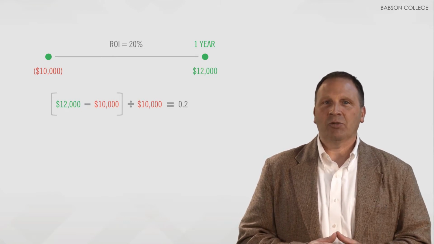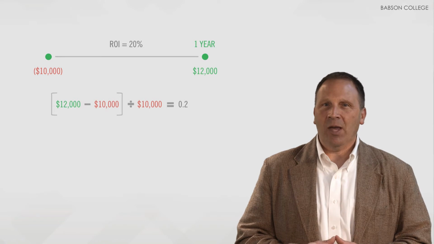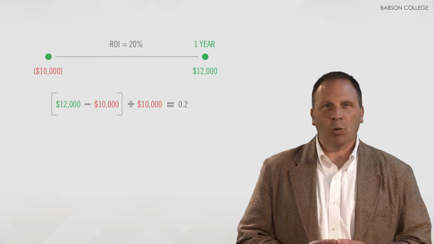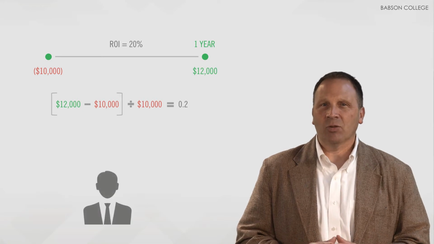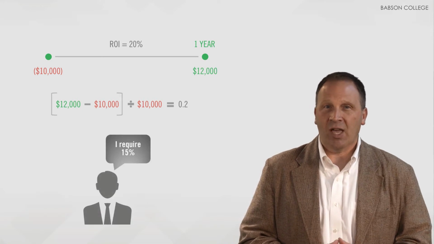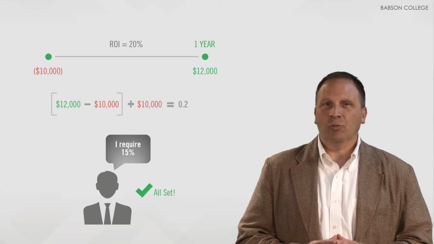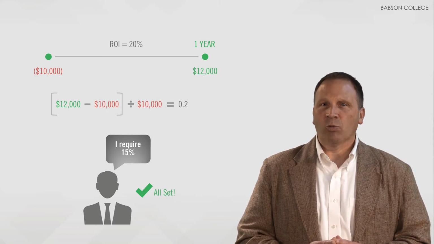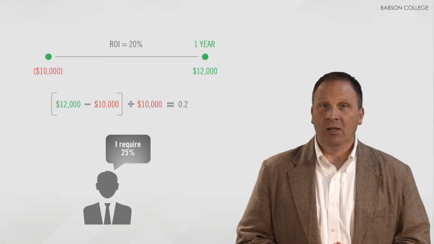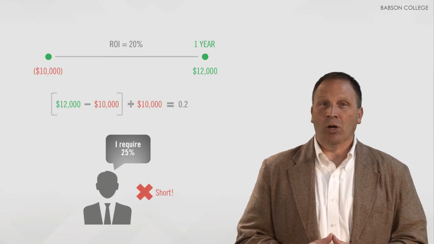It's an intuitive metric, and it's easy to then compare against what an investor expects or requires. If an investor who provides you with the initial 10,000 requires a return of, say, 15%, then since the project returns 20%, you're all set. If the investor requires a rate of return of, say, 25%, then the project is going to fall short.